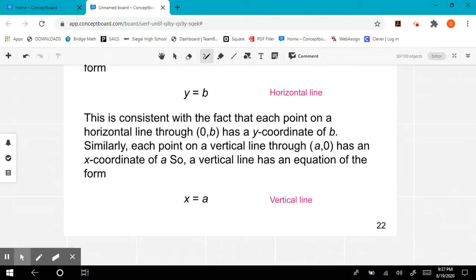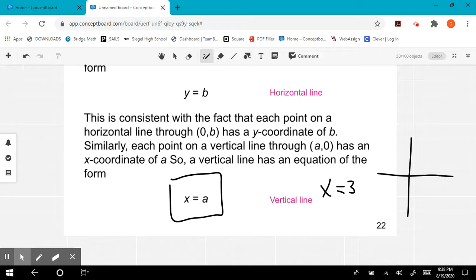Now, if there is no y, this is where we get a vertical line. All right? Where there is no slope. So if I have x equals 3, well, then when I have my graph, I go to 3 on the x-axis, and that's where my vertical line is going to go through the x-axis at 3. I can't draw it very well, but that's how I remember if it's horizontal or vertical.